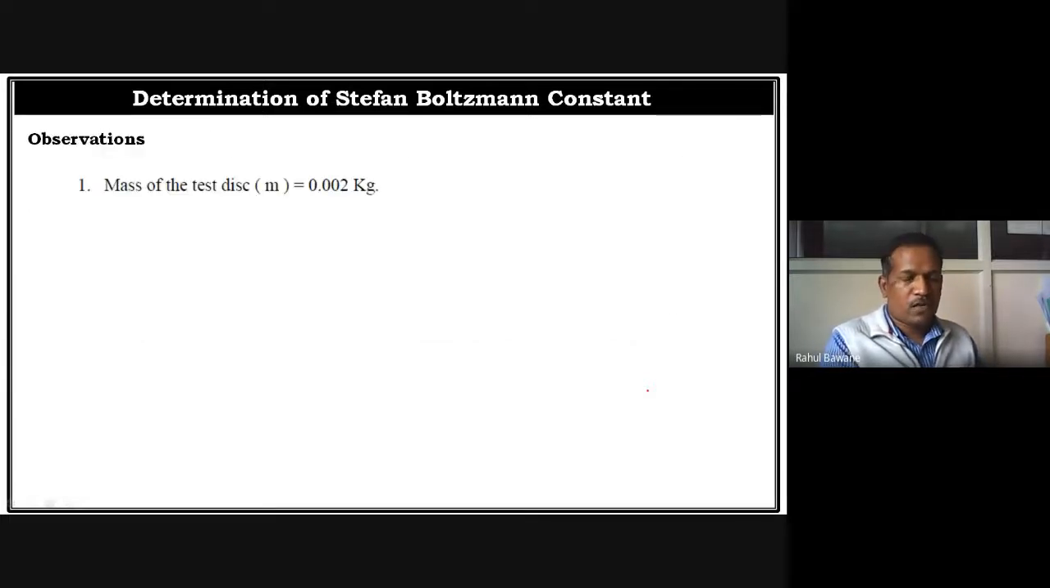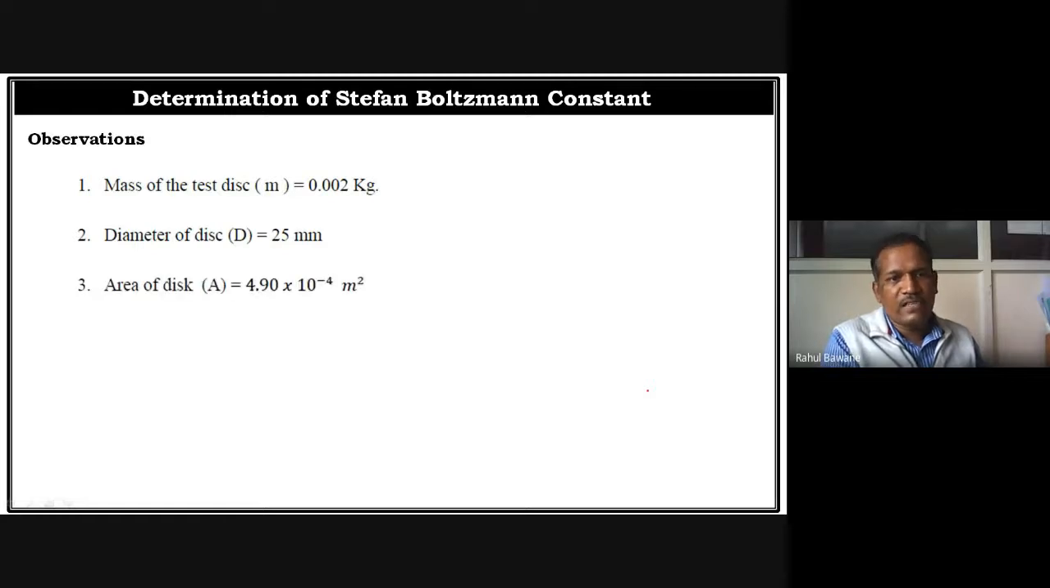Now observations. What are the observations provided with this experiment? The mass of the test disk is already given in your manual. It is 0.002 kg. The diameter of the test disk is 25 mm. The area of the test disk is also provided, so in this case, don't calculate the area of the test disk from the diameter. The area of the test disk is 4.9 × 10^-4 square meters.